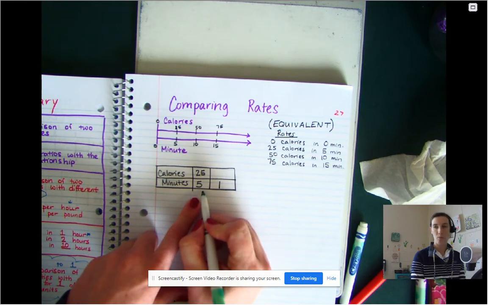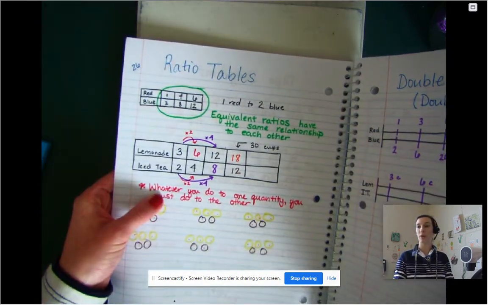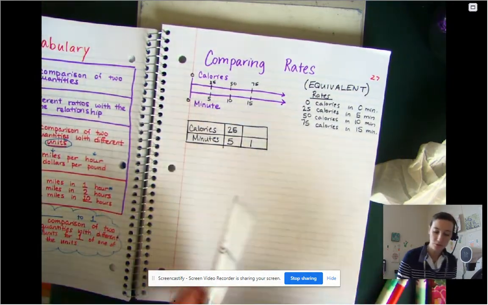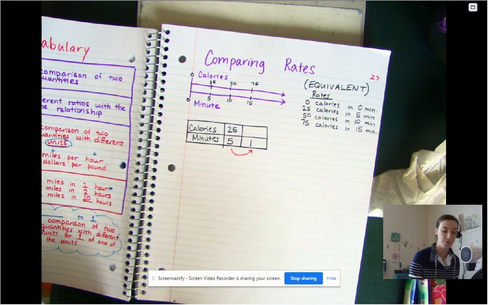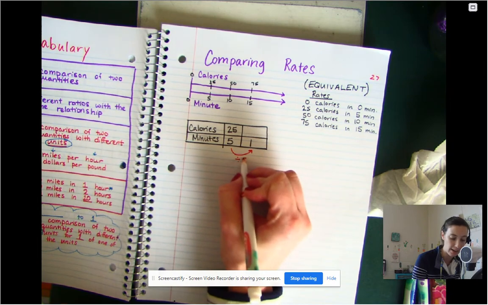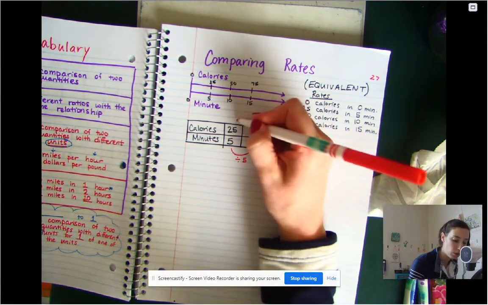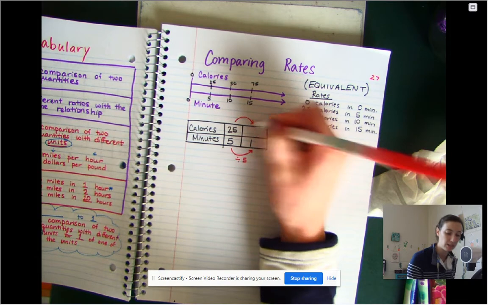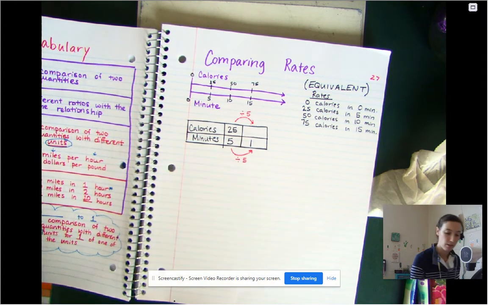So before, remember the rule is whatever you do to one quantity, you must do to the other. Same deal here. So how do I go from 5 to 1? I do 5 divided by 5. So even though I'm doing a different operation before, this is the exact same thing you've already done. You're just using division instead of multiplication. So I have to do the same thing to the top. So 25 divided by 5 is 5.